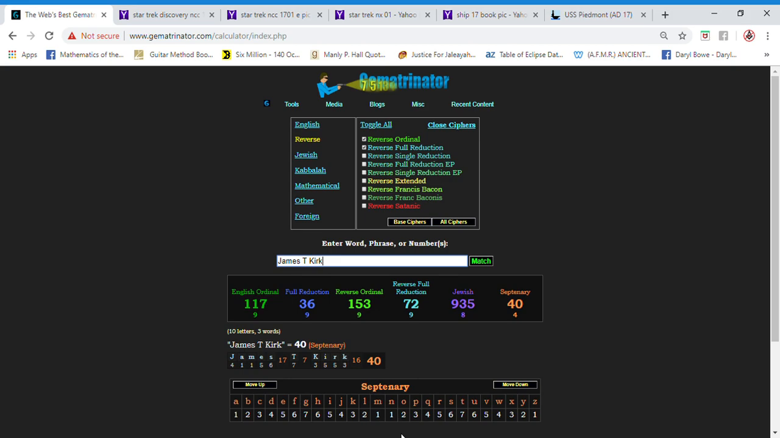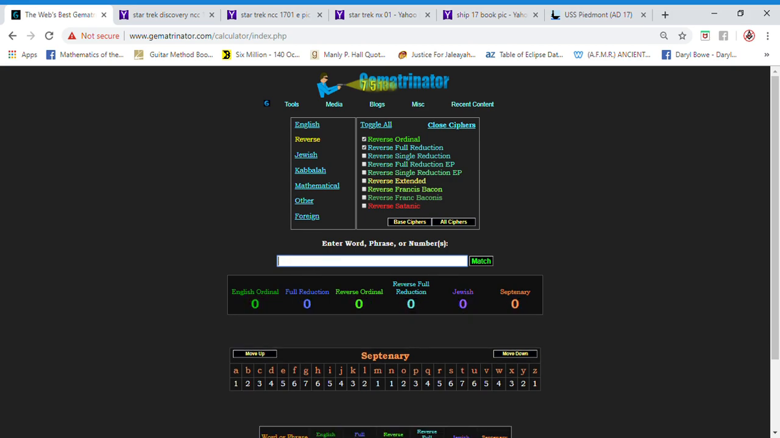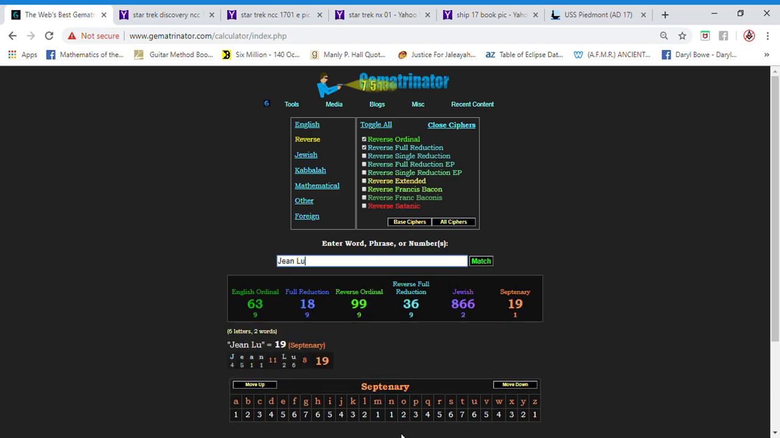But as you can see, James T. Kirk sums to 117. You say, oh, no, it's just a coincidence. Well, okay. Jean-Luc Picard is also 117 in the same cipher.